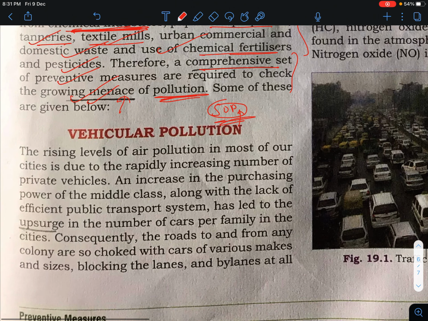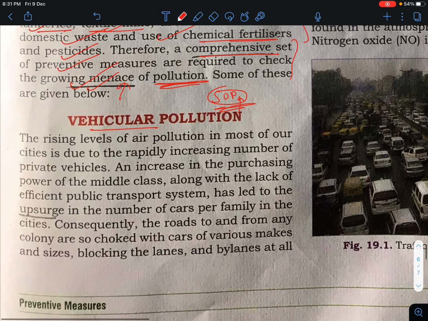First one, we are going to study vehicular pollution. The rising level of air pollution in most of our cities is due to the rapid increase in the number of private vehicles.